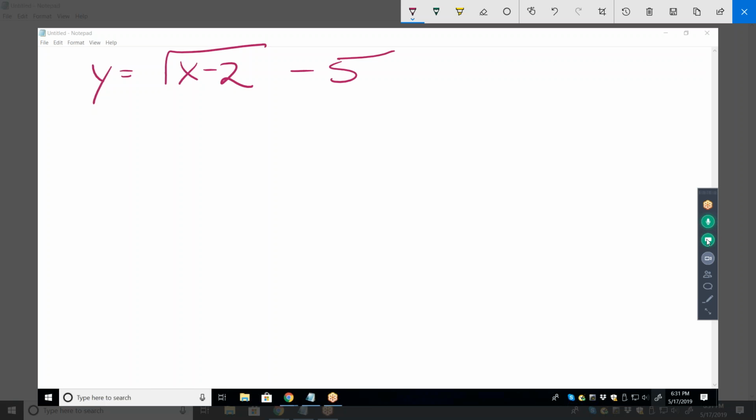Okay. What part of this function is going to affect the domain the most? Why? It's because you can't take square roots of negative numbers. So, what does that mean? We can set x minus 2. What does that have to be? Does it have to be less than 0, greater than 0, greater than or equal to 0?